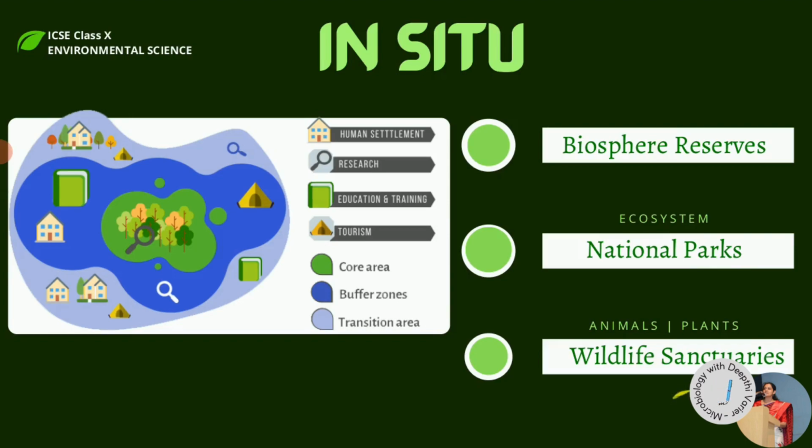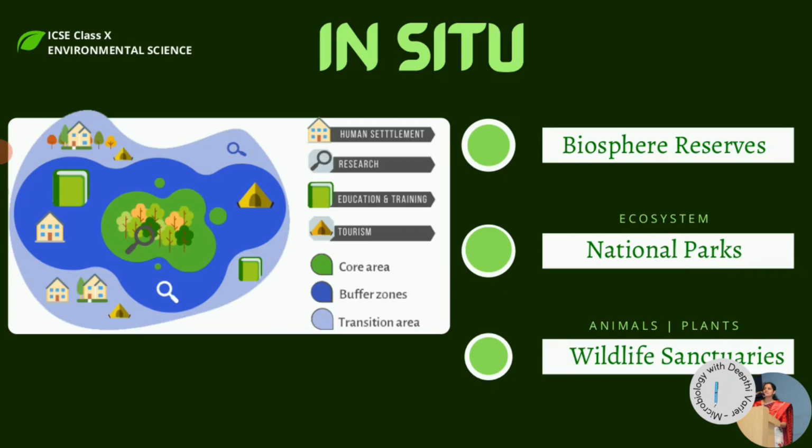Wildlife sanctuaries are areas designed to protect animals and plants. They don't protect the ecosystem so much. The main idea for a wildlife sanctuary is to make sure that the animals and plants are able to live in that particular area in their own natural habitat. As of now, we have 567 wildlife sanctuaries in India. There are many wildlife sanctuaries and national parks, and I'm sure there'll be one in your state as well, which you might have heard of or even visited.